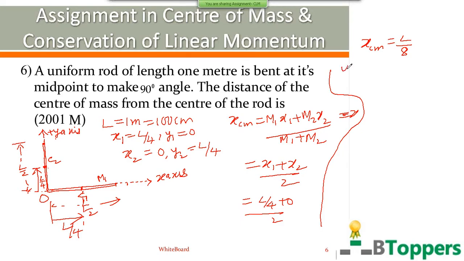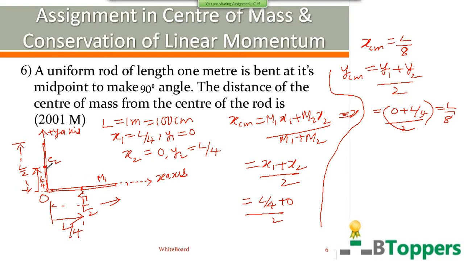Similarly, you get the y coordinate of the center of mass. You can write m1 y1 plus m2 y2 by m1 plus m2. If the masses m1 and m2 are equal, you can write the y coordinate of the center of mass as y1 plus y2 by 2. Here y1 is 0, y2 is L by 4. So the y coordinate of the center of mass also gets L by 8.